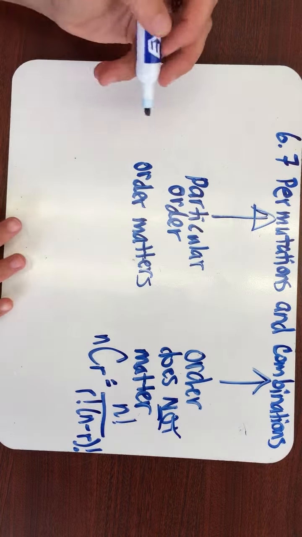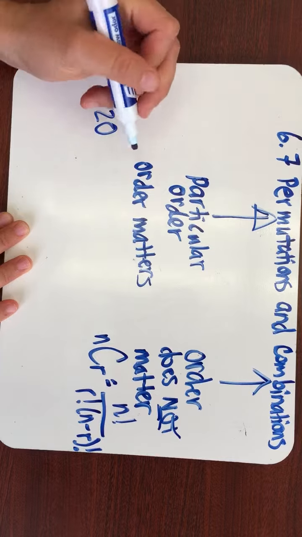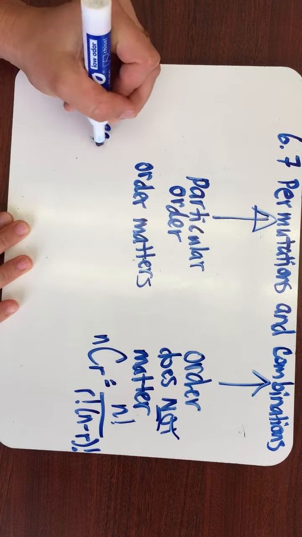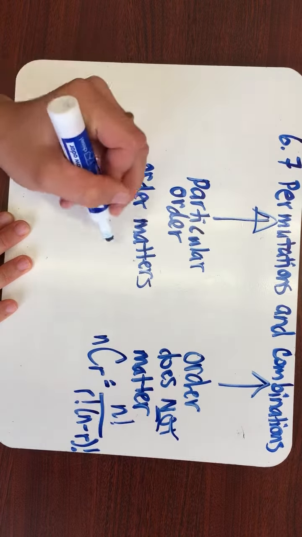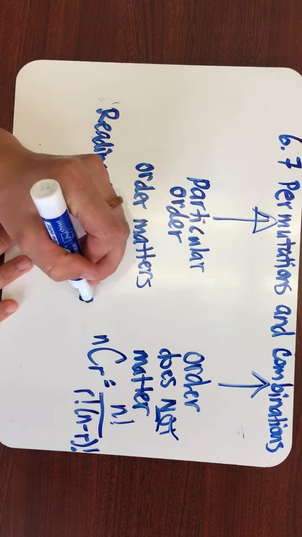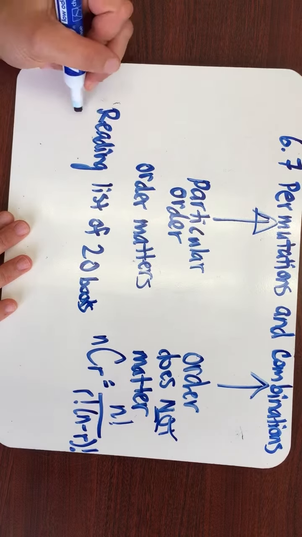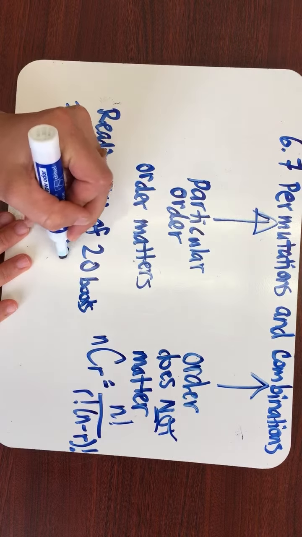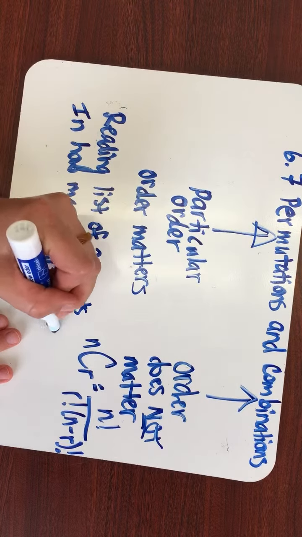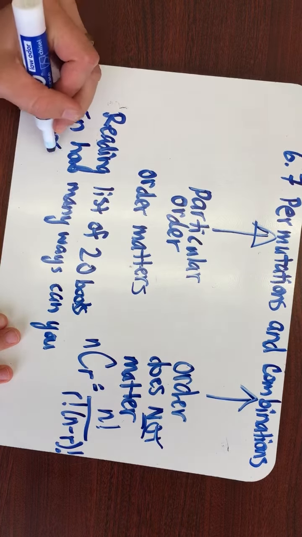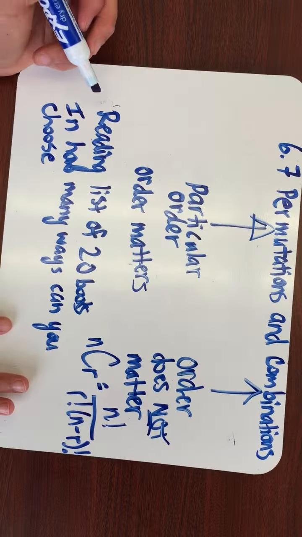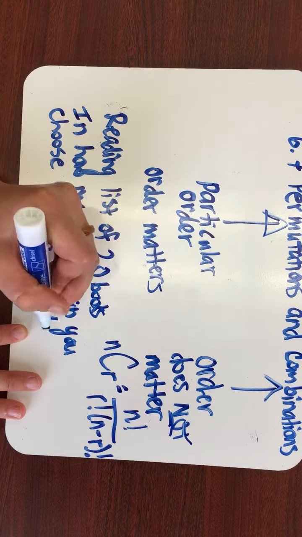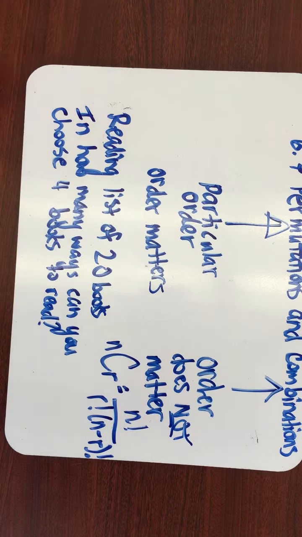So let's say that you have a reading list of 20 books, and we want to know in how many ways you can choose four books to read. So the books are not related.